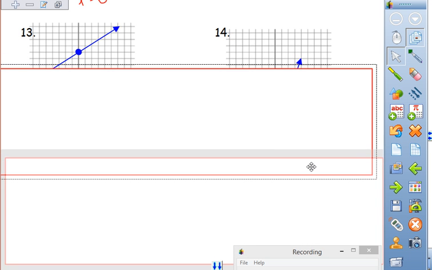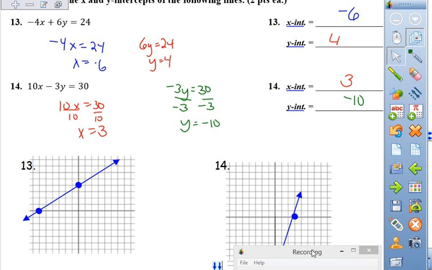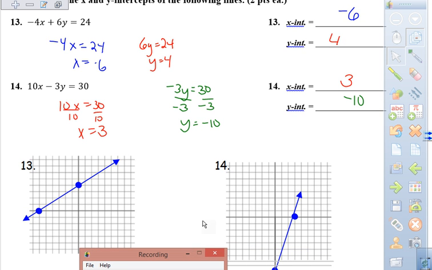So if I were to look at the graph, this is what I would have. My intercepts are at negative 6 and positive 4, and then we draw a line through it. Number 14, we have an intercept at positive 3 and negative 10, and then we could draw a line through it. I know you didn't have to graph, but visually it's nice to see what standard form actually does for us.